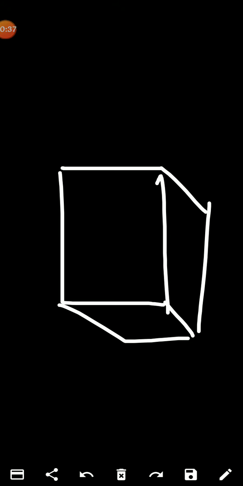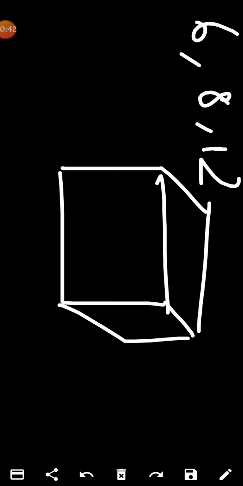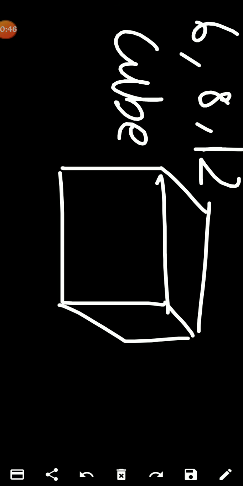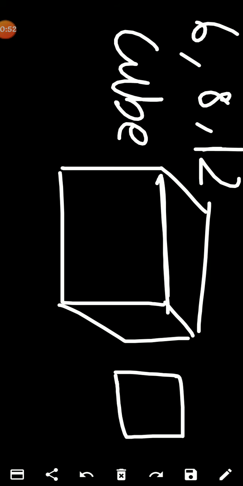So now you all will be familiar with the shape of a cuboid. It has the same faces, same vertices and same edges as a cube, but a cube cannot be called a cuboid because the cube is made up of 6 square faces, whereas the cuboid is made up of 6 rectangular faces.